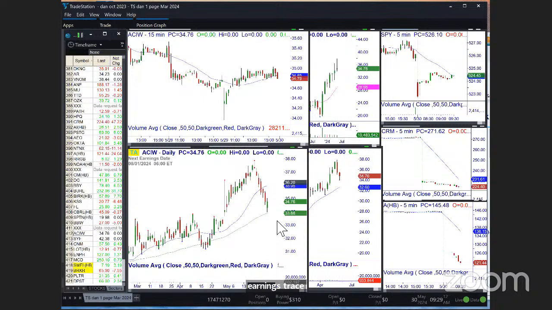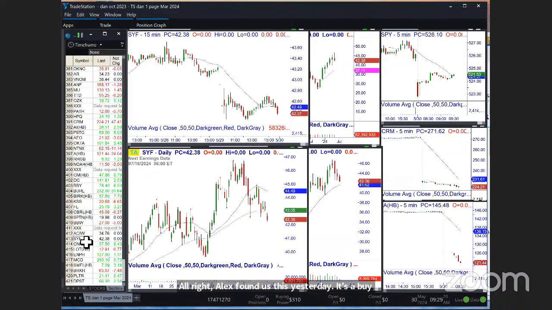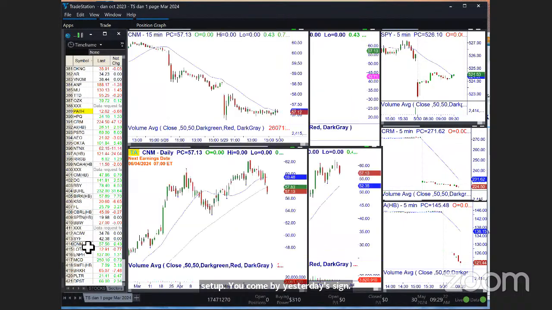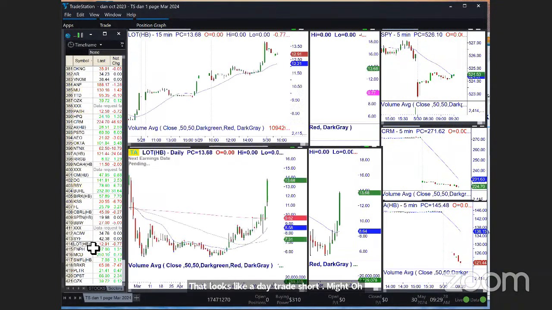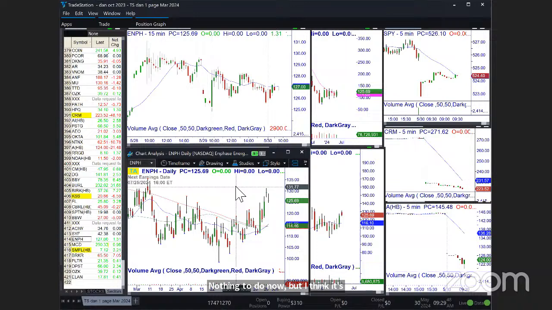All right. Alex found us this yesterday. It's a buy setup. You can buy yesterday's high. SYF looks like a day trade short. CNM, I don't know why I'm looking at that. Lot ripped the last 2 days, but nothing to do now. EMPH. We were talking about this last Friday on this bar. Nothing to do now, but I think it's making a long-term bottom. Look at the converging MAs.